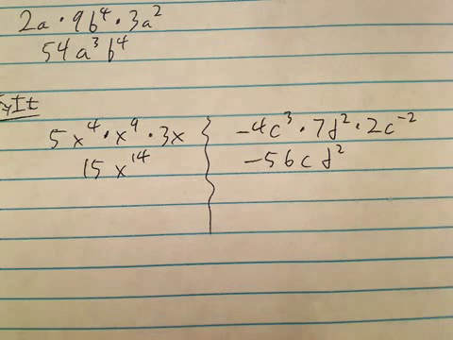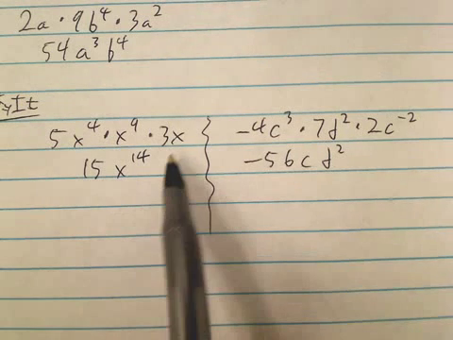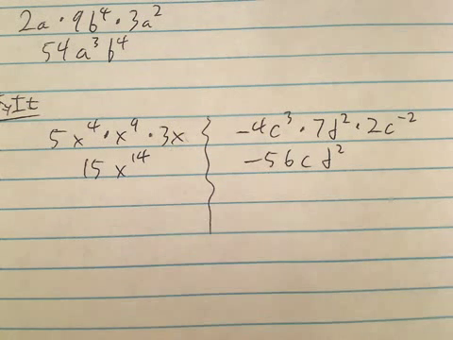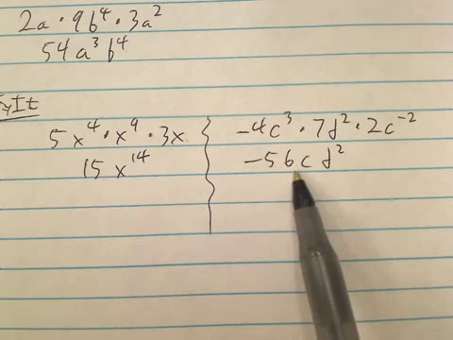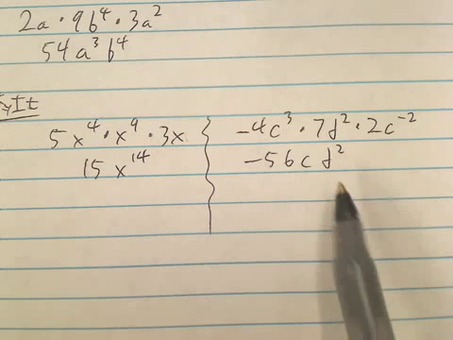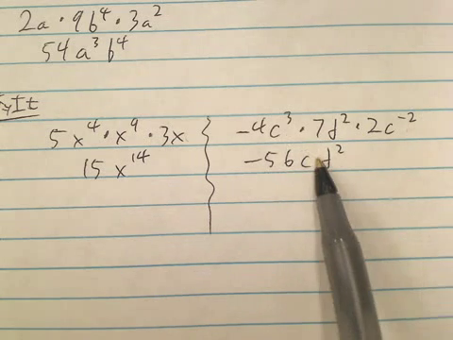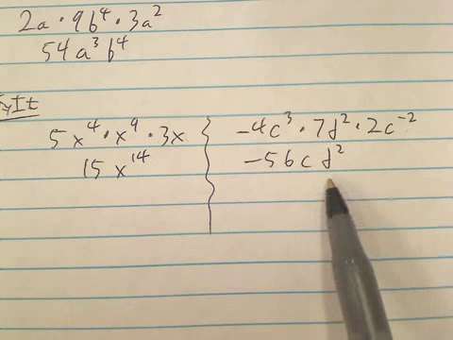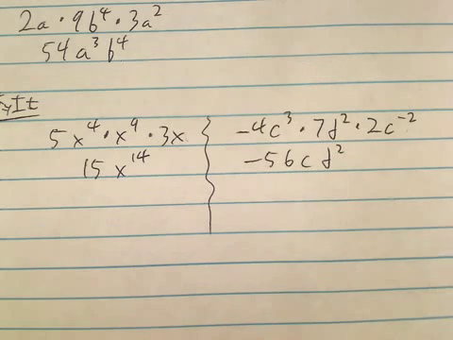Okay, so here are the answers I got. 15x to the 1st. Remember, that's x to the first power. There's 1x there. And then negative 56 c d to the second power. C was 3 minus 2, gave me 1 for that exponent. And again, I don't write a 1 as an exponent, and then d squared as well.